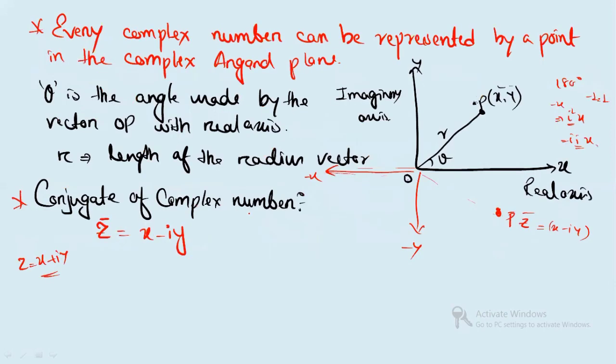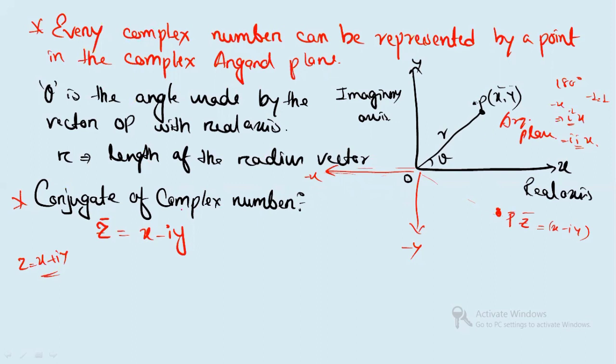Next is how we can represent a complex number. We can represent it in an Argand plane, right? So for this, x is considered the real axis, y is considered the imaginary axis, because x is the real part, y is the imaginary part. So theta is the angle which is made by the vector OP with the real axis, and r is the length of the radius vector.